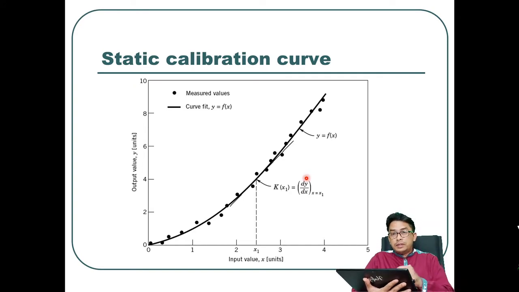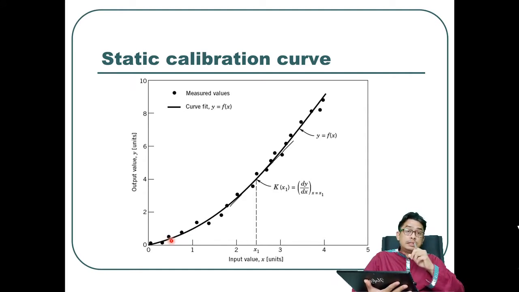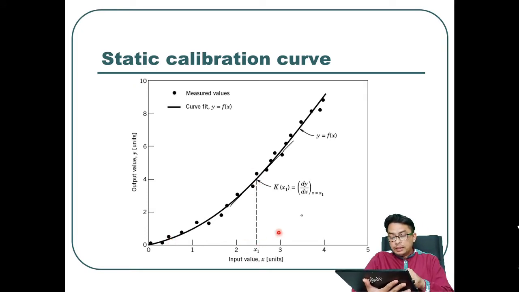For the case of a non-linear curve, which is quadratic like this, at particular points, it has a particular specific static sensitivity. For example, here at the point of x1, k for x1 is dy/dx for the x1 position. Alright, so same goes with the other positions along the axis.